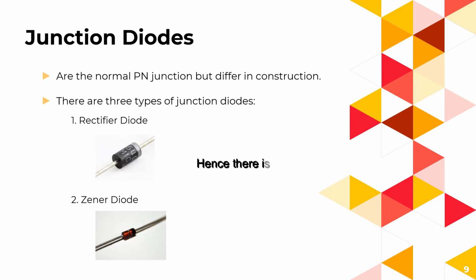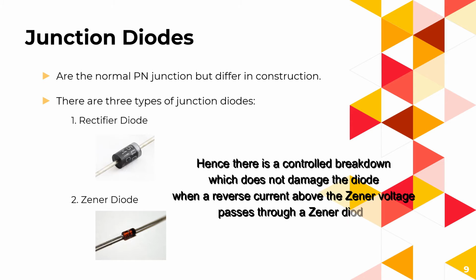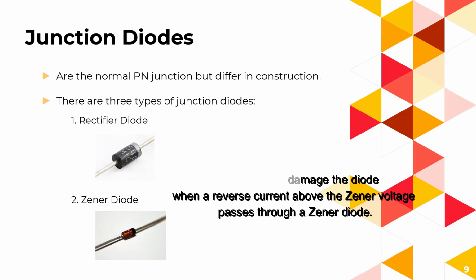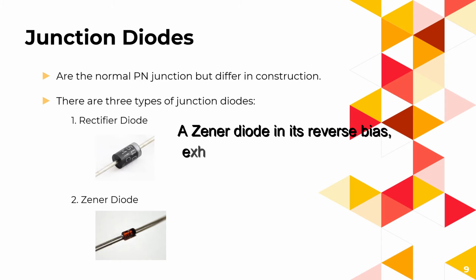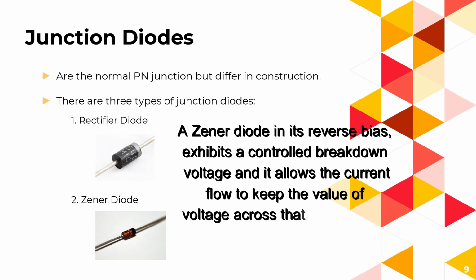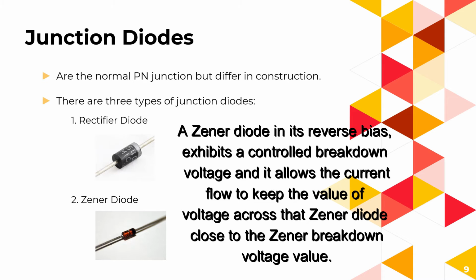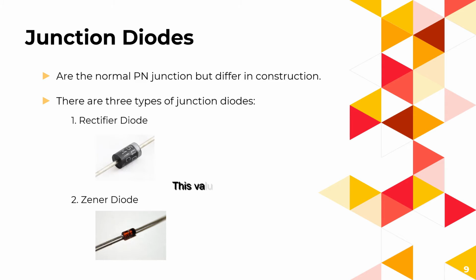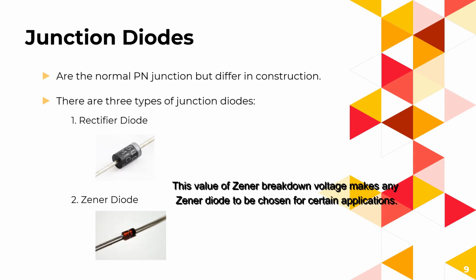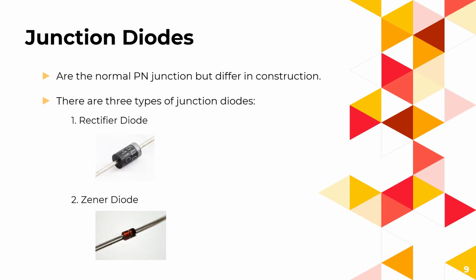Hence, there is a controlled breakdown which does not damage the diode when a reverse current above the zener voltage passes through a zener diode. A zener diode, in its reverse bias, exhibits a controlled breakdown voltage, and it allows the current flow to keep the value of voltage across that zener diode close to the zener breakdown voltage value. This value of zener breakdown voltage makes any zener diode to be chosen for certain applications.